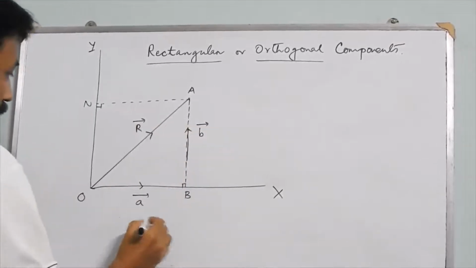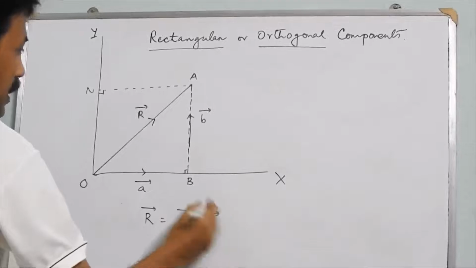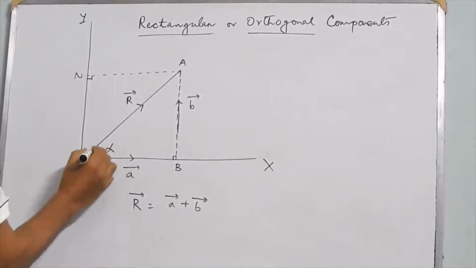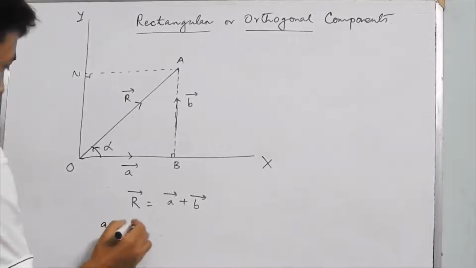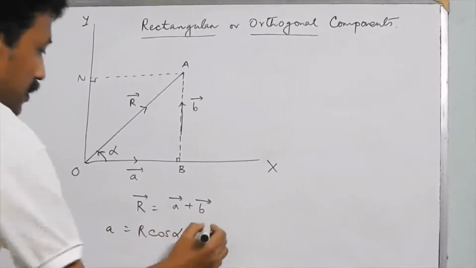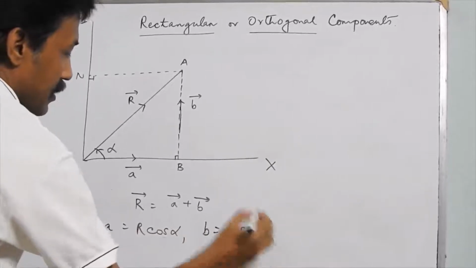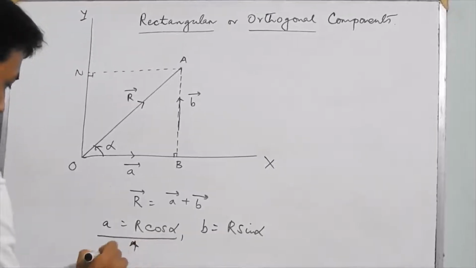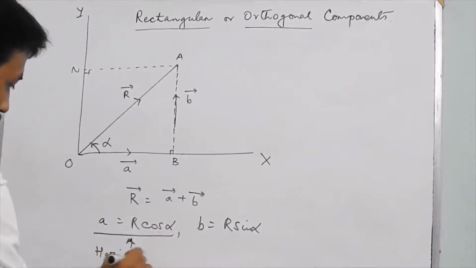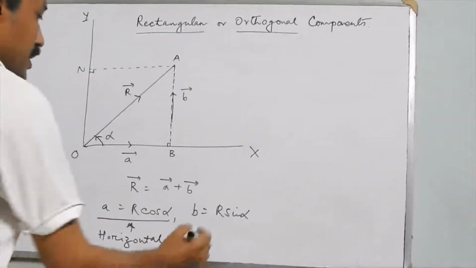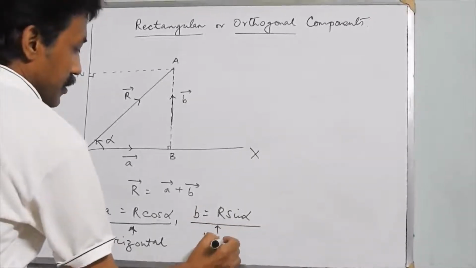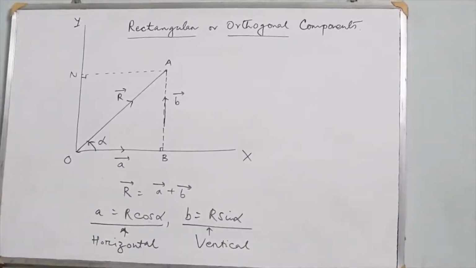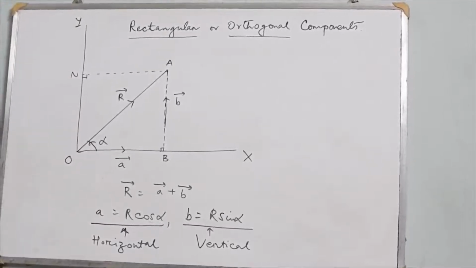So now you can say that R vector is A vector plus B vector by applying either the triangle law or the parallelogram law, and then if this angle is alpha, then you can say A is R cos alpha and B is R sin alpha, and this component A is called the horizontal component and this component B is called the vertical component, because the x-axis is generally considered as the horizontal axis and the y-axis is considered as the vertical axis.